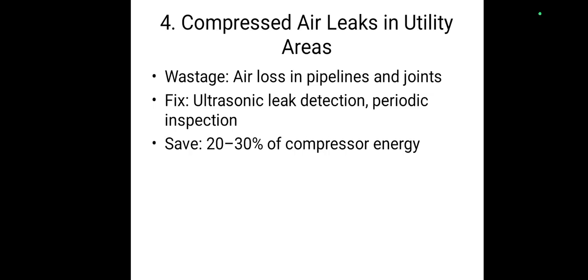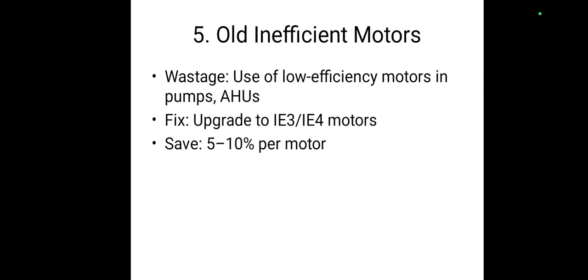Compressed air leaks in utility areas, air loss in pipelines and joints. Sometimes pipes might have gaps or leaks. By identifying and closing them through ultrasonic leak detection and periodic inspection, we can save 20 to 30% of compressor energy. Old inefficient motors: low efficiency motors in pumps and AHUs. We can fix that by upgrading to IE3 or IE4 motors. We can save up to 5 to 10% per motor.